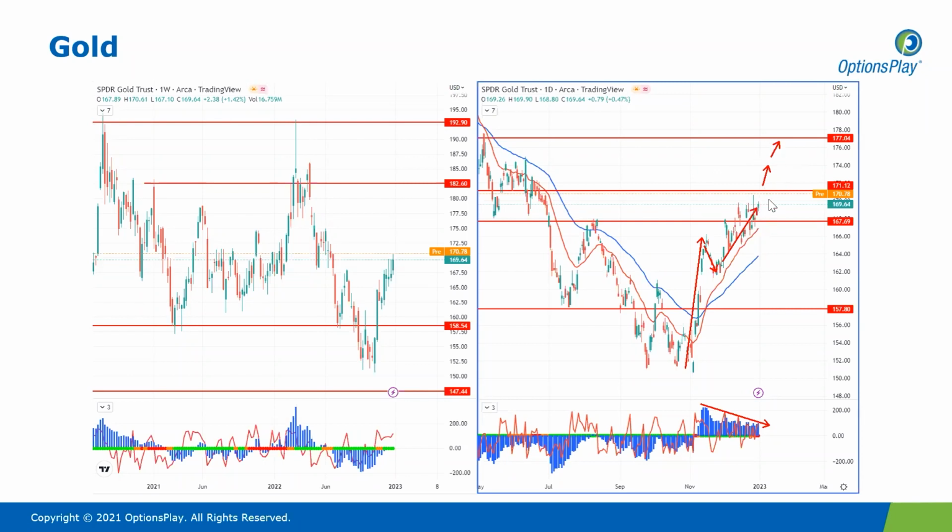But overall, what I want you to take away from this is the fact that gold is moving higher despite the dollar moving higher as well. And we don't often see that.